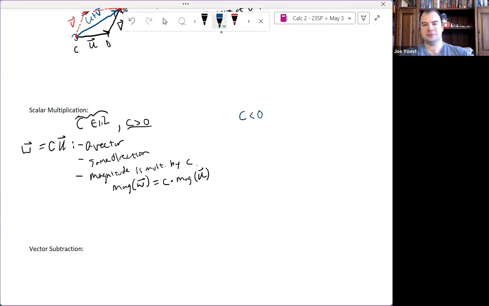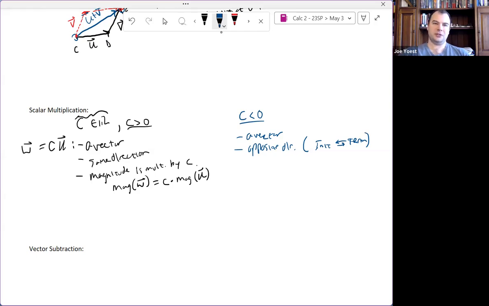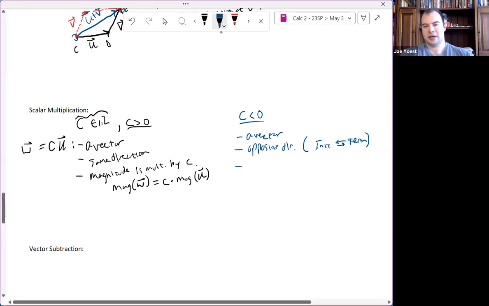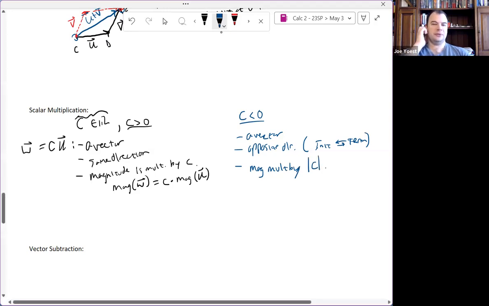If C is less than 0, for CU bar, we still get a vector. Instead of the same direction, it's in the opposite direction. In other words, the initial and terminal points swap places: make the initial point the previous terminal point and vice versa. And the magnitude is multiplied by the absolute value of C.